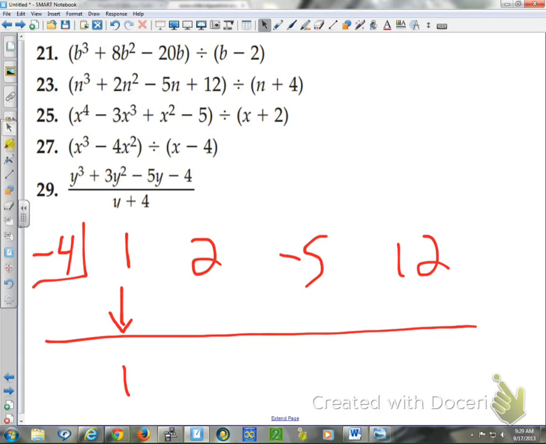What do I do with that 1 now? Multiply by negative 4. And that number goes there. The product of these goes there.